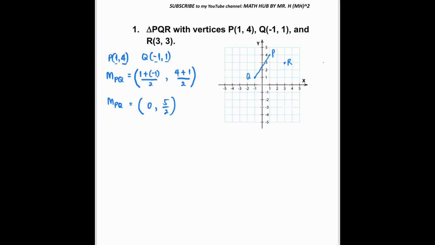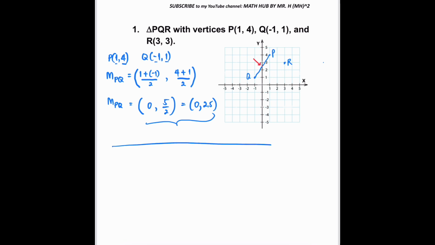That is 2.5. So this is where the midpoint of segment PQ is located. So now, if you're gonna go back to the drawing and locate that, 0 comma 2.5 is here. All right, so it's somewhere here. That's the midpoint. Okay, let's try another one.